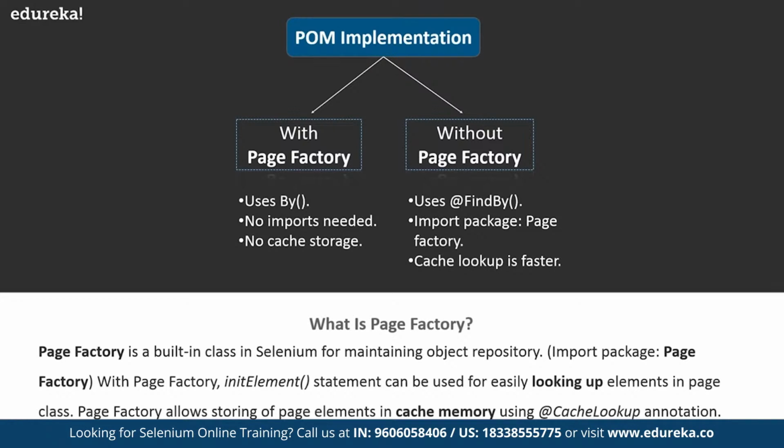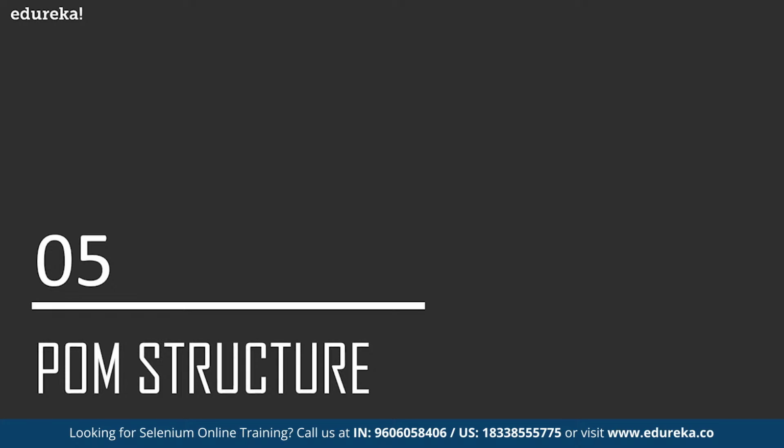If you implement it with the help of Page Factory, then it uses @FindBy and there are no imports required and there is no cache storage. And if you do it without Page Factory, then you have to use By, import the packages, that is the Page Factory, and cache lookup is faster. So that's all about how Page Object Model can be implemented with and without Page Factory. Now let's dive into some practicals.